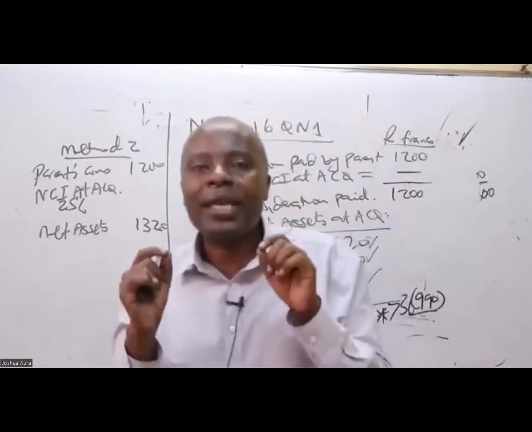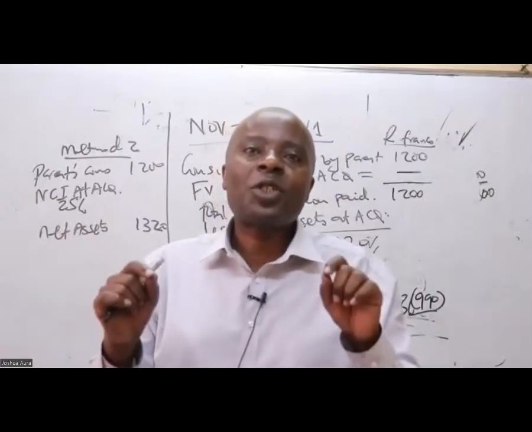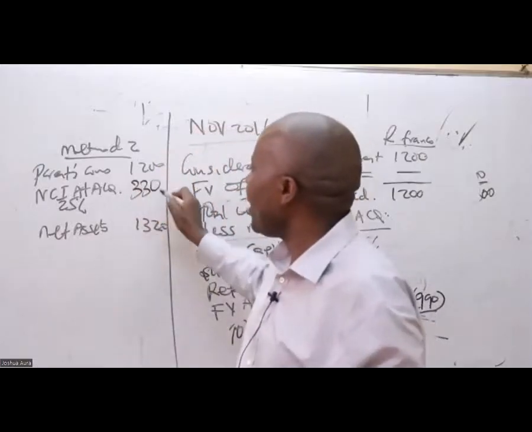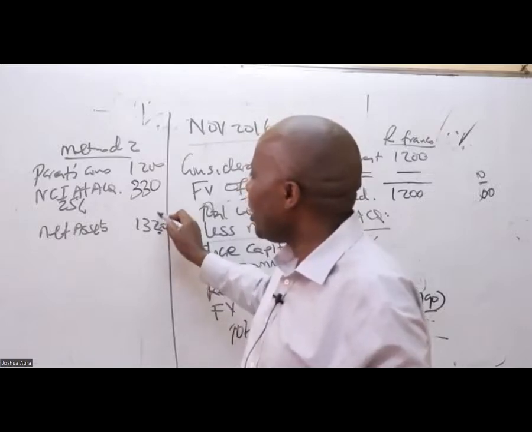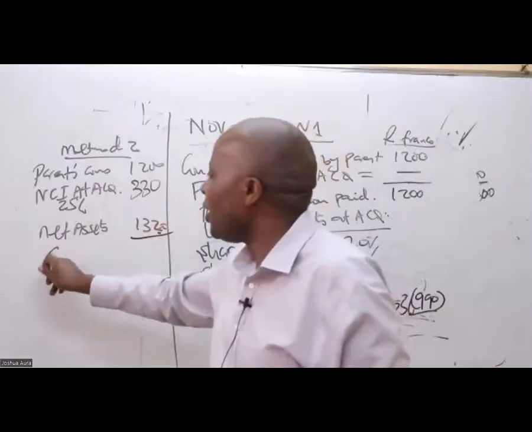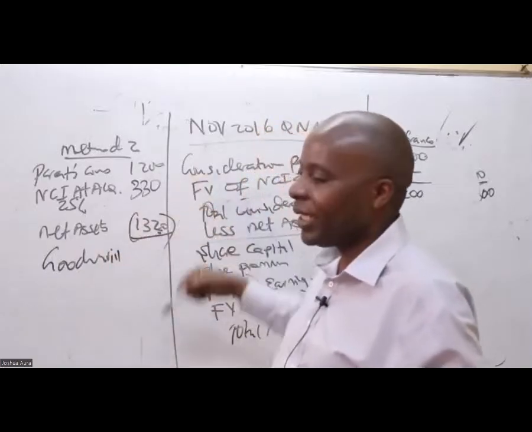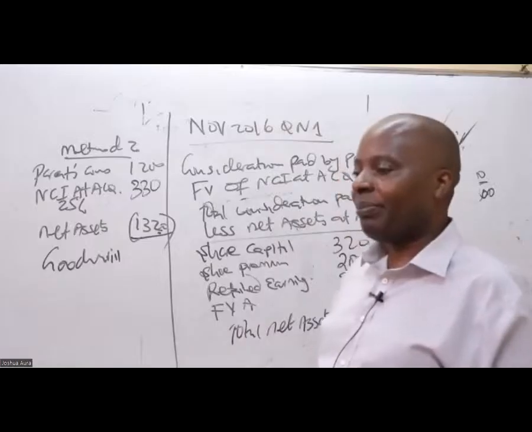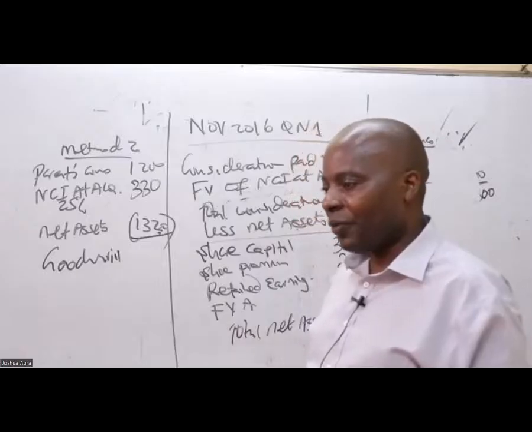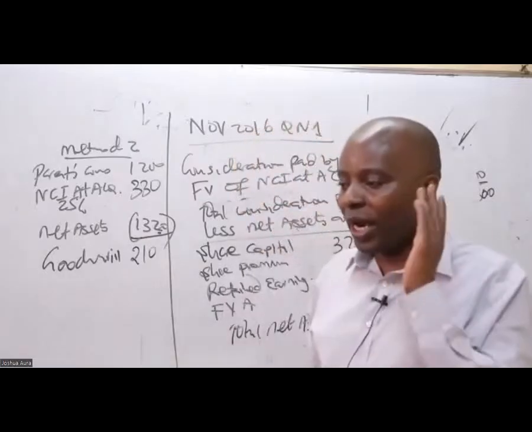Remember, they tell you that NCI is to be valued at its proportionate share of the net assets. 330. So now if he does this, we don't even take the percentage. This is now full, because I have these as full, so this also becomes full. If you subtract, you will get the same goodwill. You get goodwill by taking this plus this minus this. How much do you get? Is there somebody who can give me this answer? 210. So which method would you rather we work with? Method 1 or method 2?